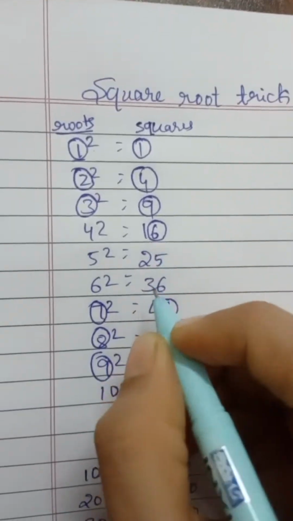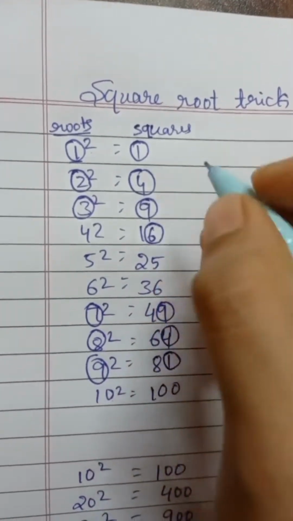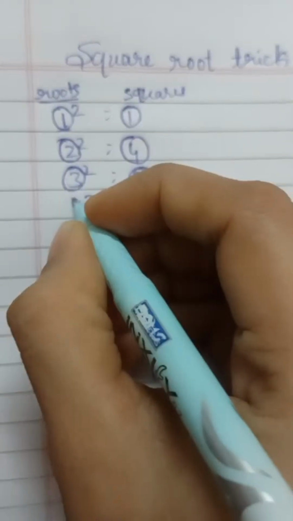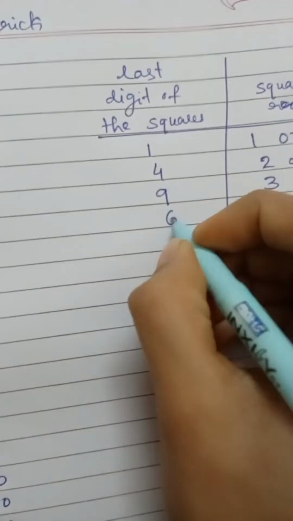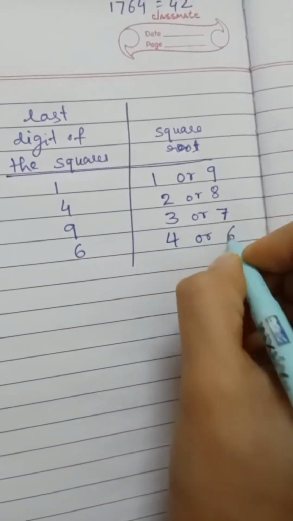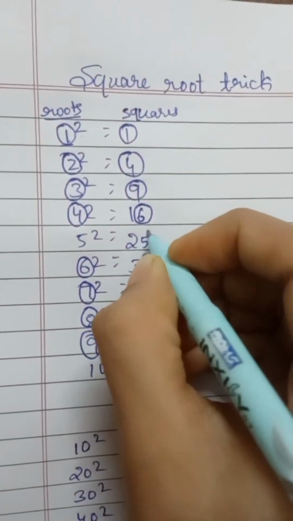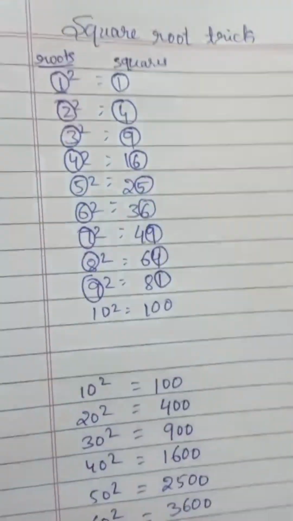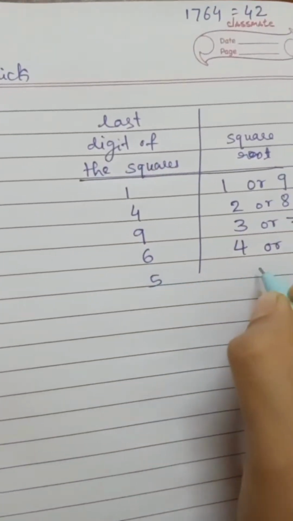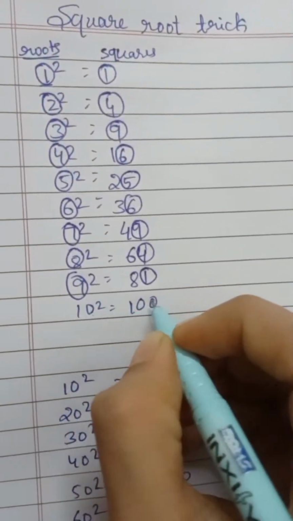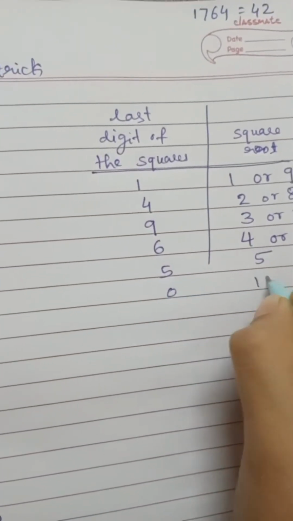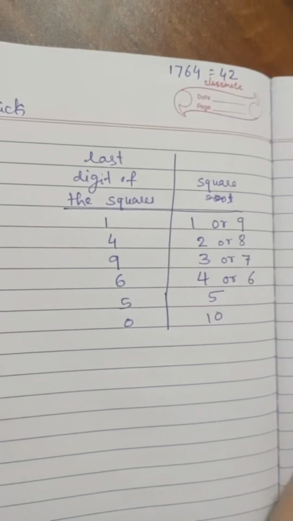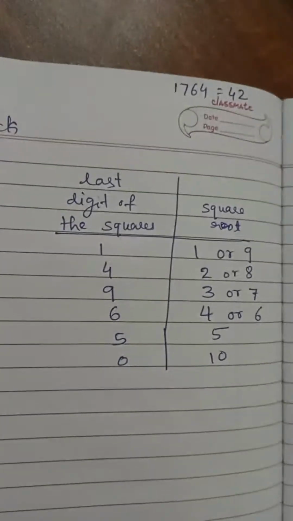Whenever 6 is there in the last digit for squares, we have square root as 4 or 6. For 6 we have 4 or 6. For 5 we have 5. For 0 we have 10. Okay, just remember this.